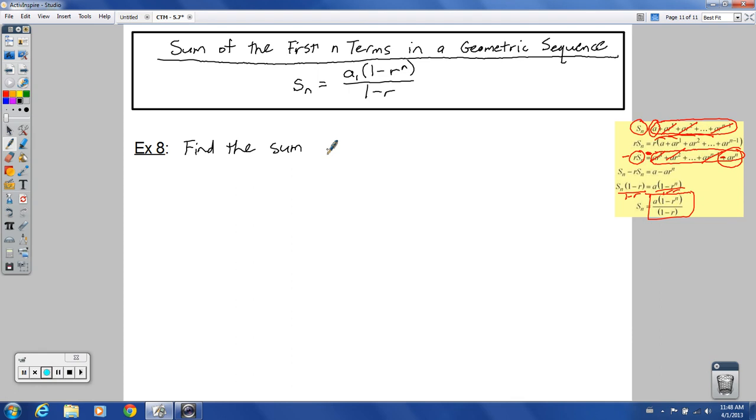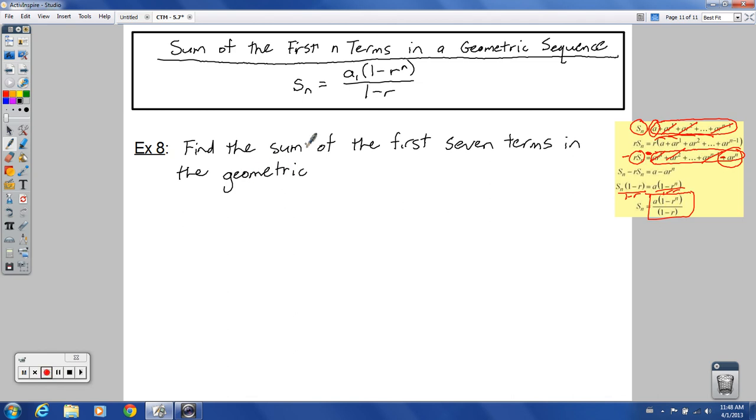So find the sum of the first, we're going to go with 7, the first 7 terms in the geometric sequence.